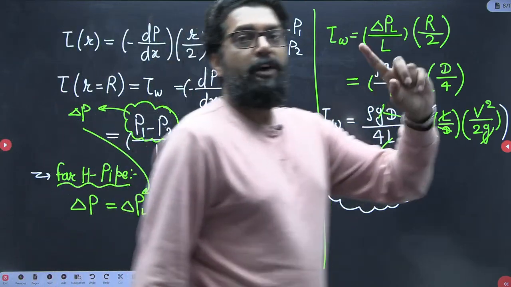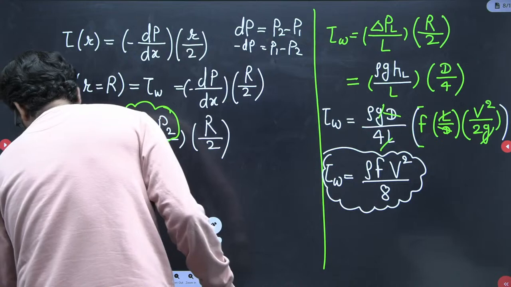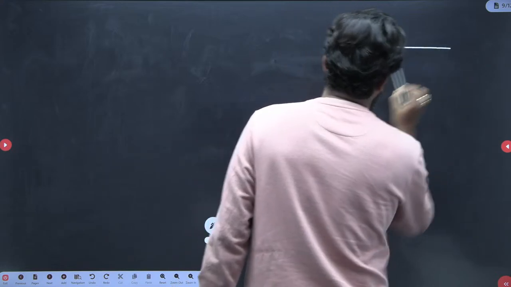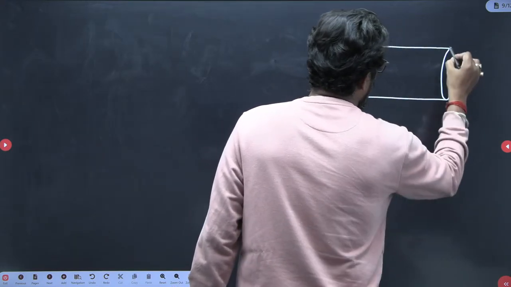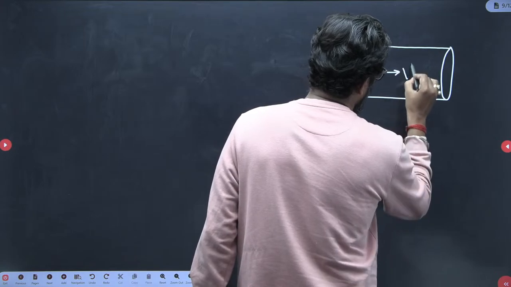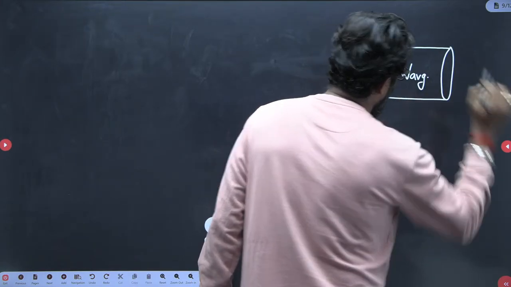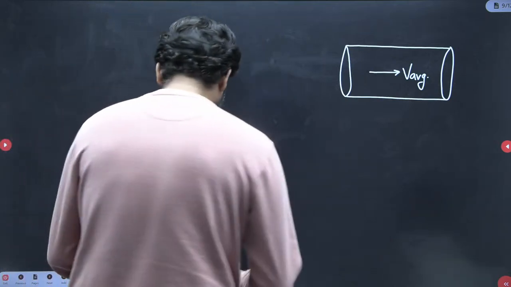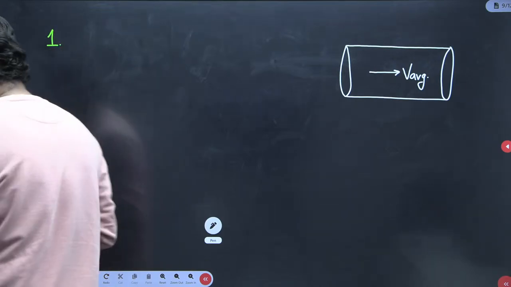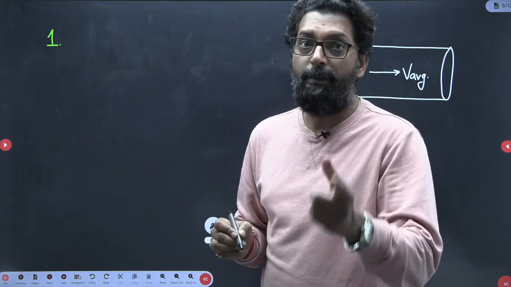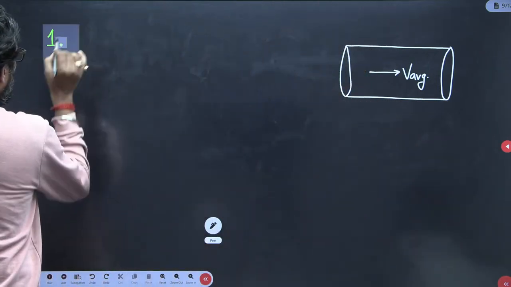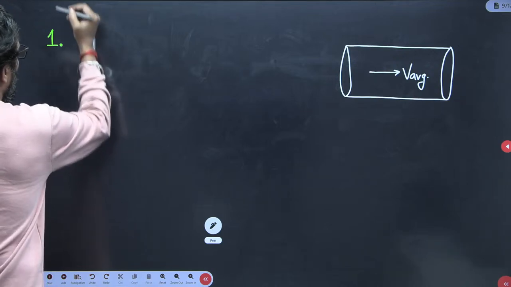So take one observation. Next, it is very important. Please take it. See, if this is your pipe and the flow is, let's suppose this is your average velocity. First, we have to calculate the Reynolds number. Why? Because we will check whether the flow is laminar or turbulent. So first, we will check the laminar flow regime.